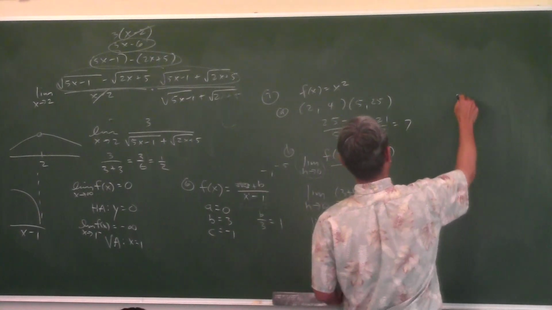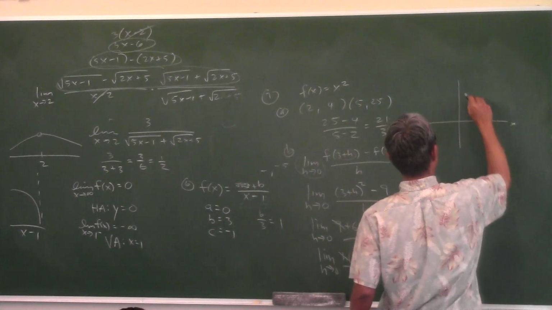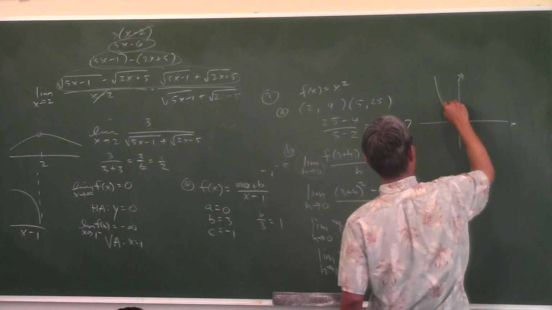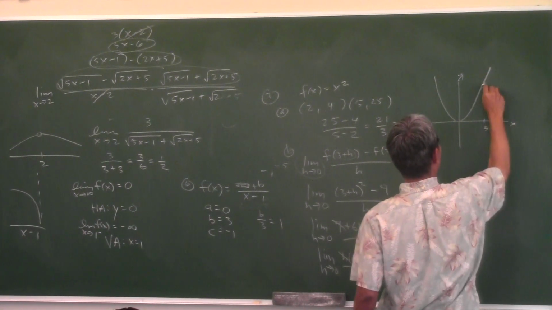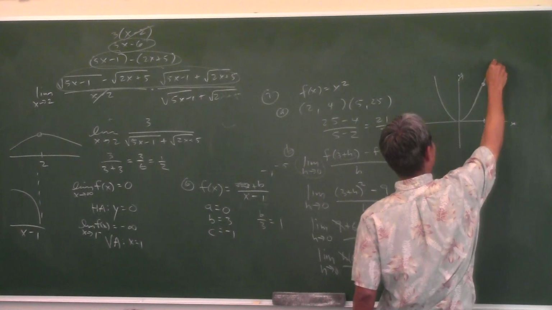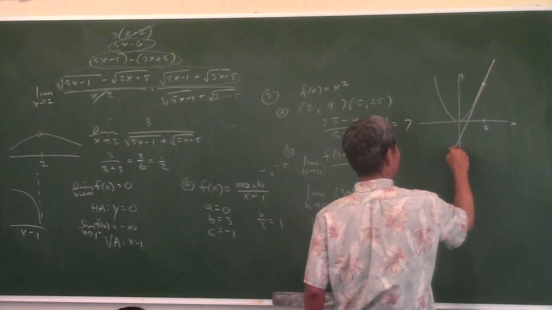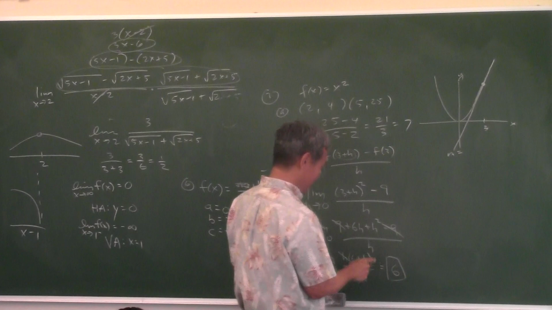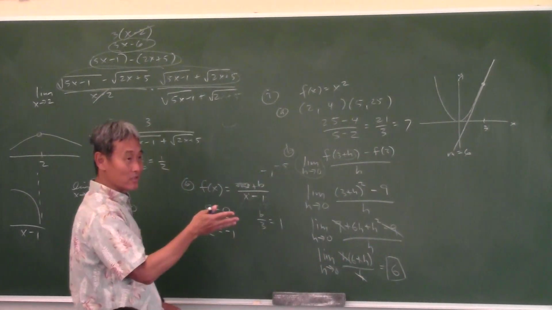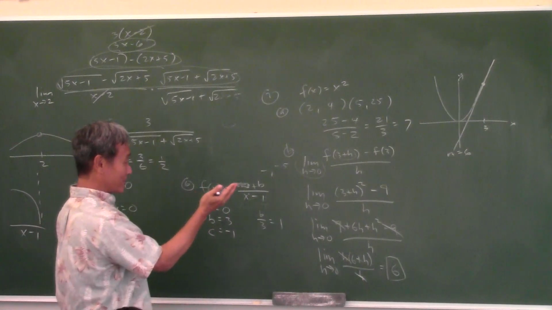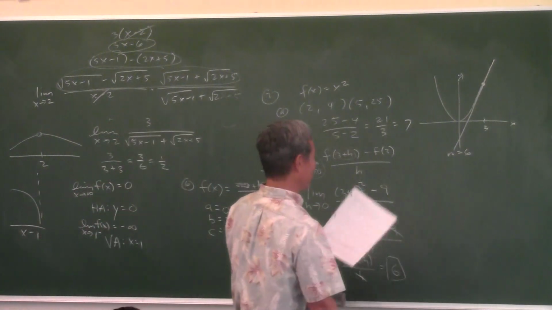So here, let me show you what's going on. Here's the graph of y equals x squared. When x equals 3, right here, if you were to write the equation of the tangent line, right there, what is the slope of it? 6. That's what the instantaneous rate is. It tells you the slope of the tangent line. Or you guys in physics, the instantaneous velocity.